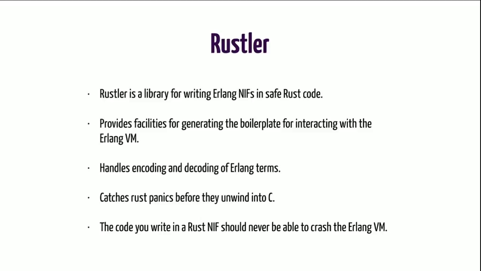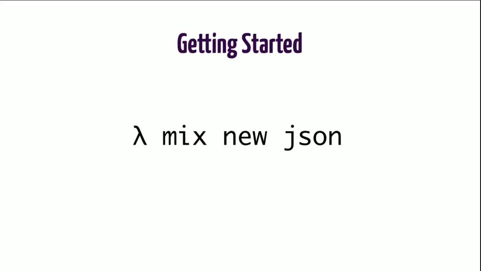It catches any Rust panics that might happen for unhandled things, where you say in the code, I don't know what to do here, so I'm just going to panic. If you do panic in your Rust code, it will catch those before it unwinds back into C, causing a seg fault and blowing up the VM. So the goal really is that the code that you write in a Rust NIF should never crash the Erlang VM.